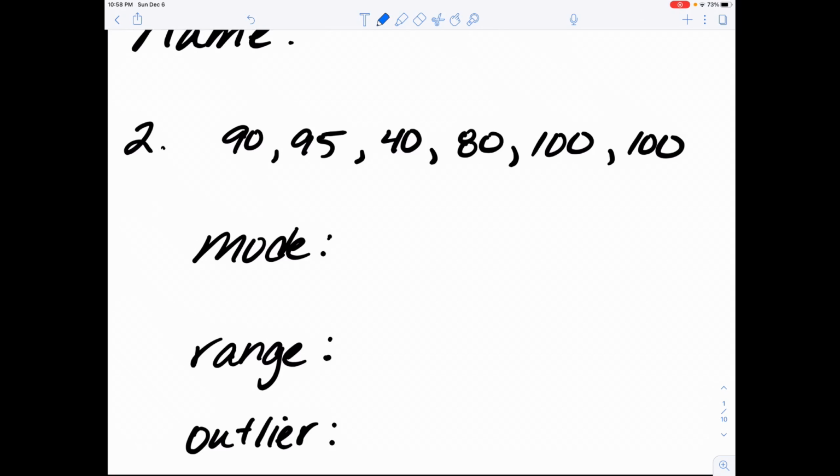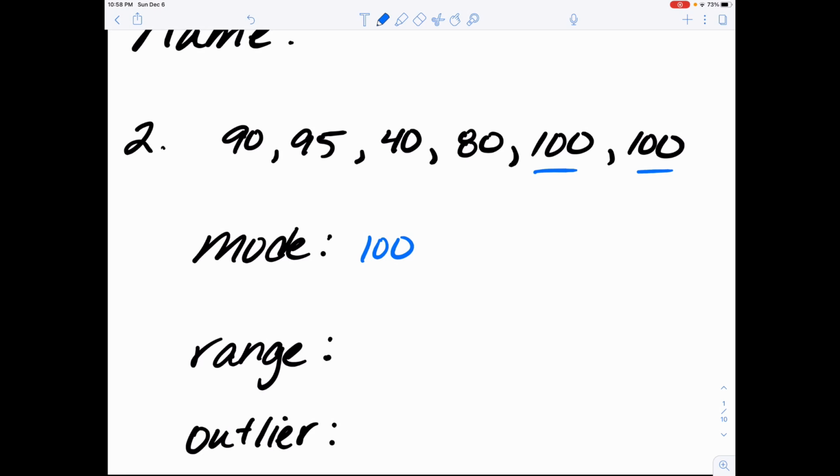Question number 2 also gives us a set of data, and we have 3 more vocabulary words to deal with. We have mode, range, and outlier again. Well, mode is looking for the value that occurs the most. It occurs more frequently than the other values. In this case, when we look at our data set, we have 2 100s, but only 1 of every other value. So our mode in this case is 100.